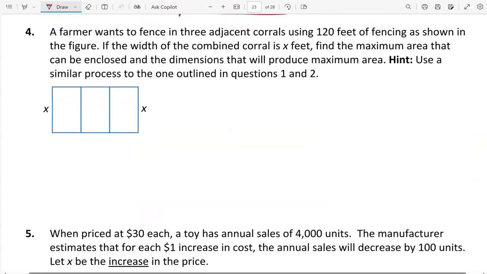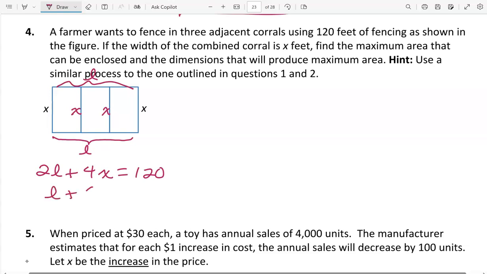All right, in 4, we have a farmer who wants to fence in 3 adjacent corrals, and we're using 120 feet of fencing. However, not only do we have the length and the width, but we have these interior divisions here that are going to need fencing. So we have 2 lengths and we have 4 widths. So what we do know is that our 2 lengths plus my 4 widths should total the total amount of fencing, which is 120 feet.